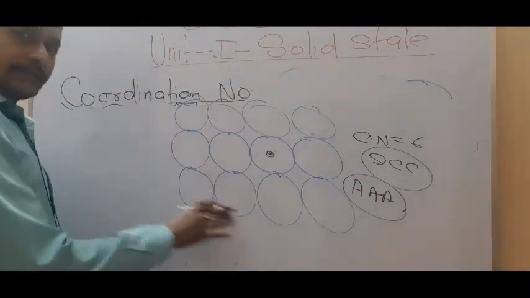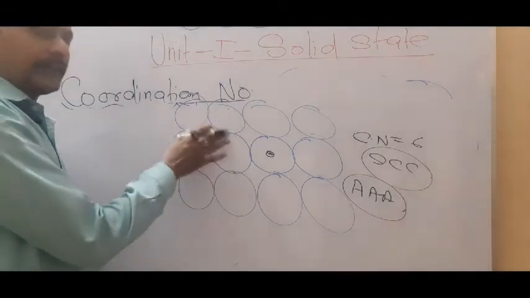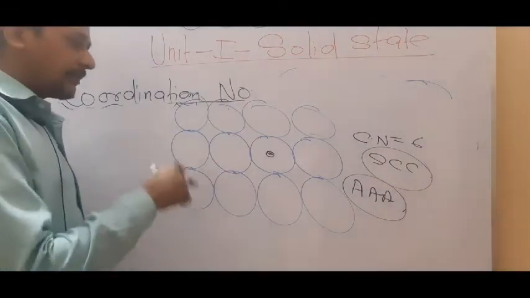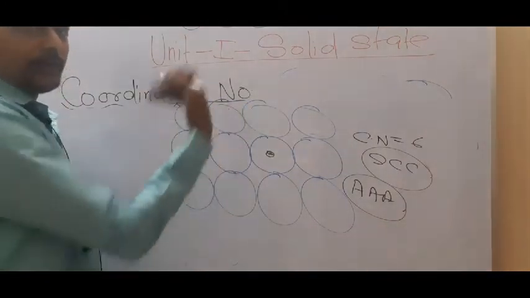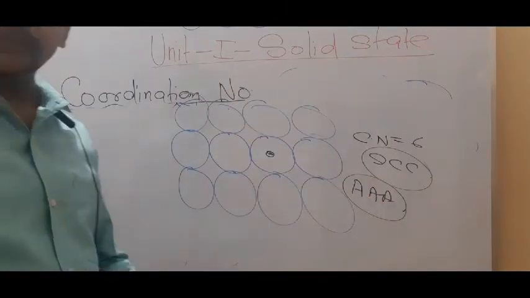This is layer A, okay? Above this layer, place one more layer like this, okay? So this layer can be placed like this, okay? In that condition, the central sphere touches 4 spheres in the same layer, and one above, one below. So that's why you can say that the coordination number is 6 in case of SCC.